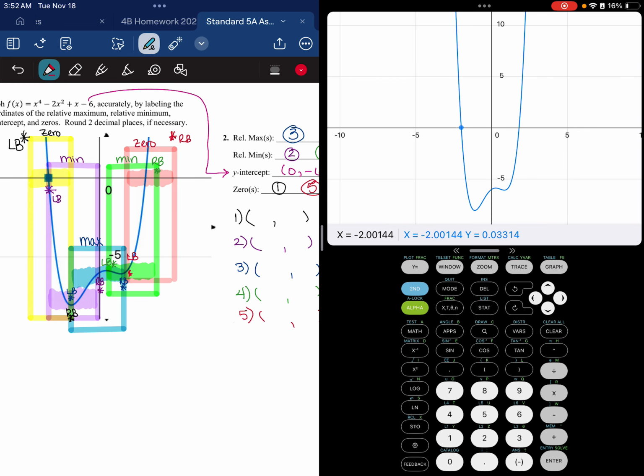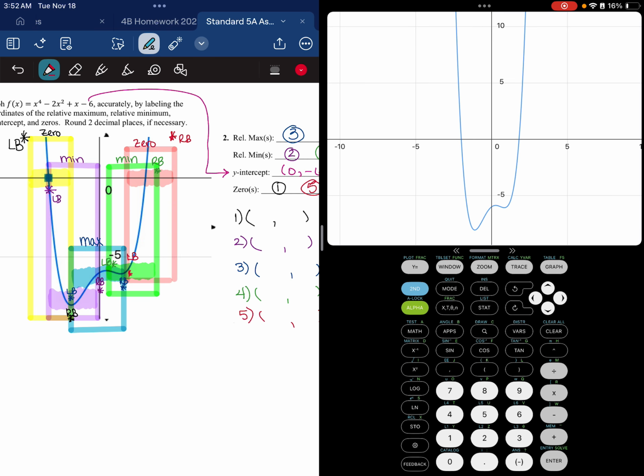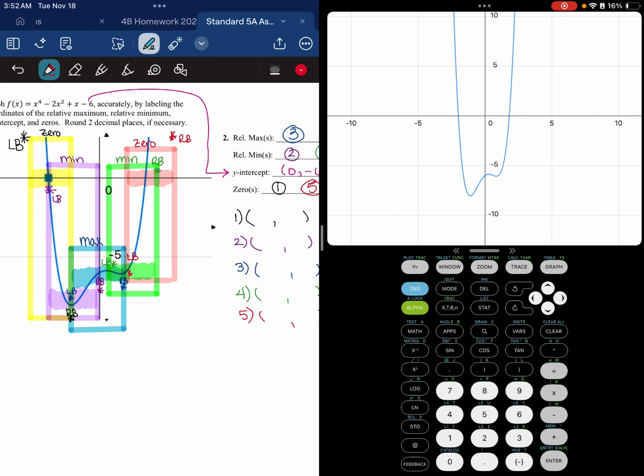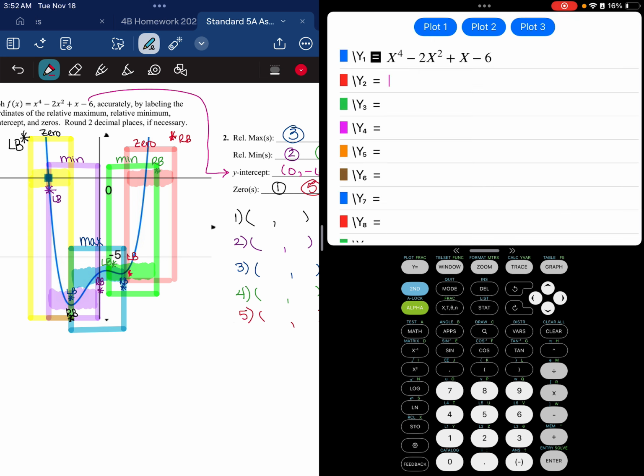I'm going to leave my screen as is, just center it a little bit more. The first thing is in y equals, you want to make sure that you have this typed in, and this is the problem for the handout for you. Then I'm going to go second trace.